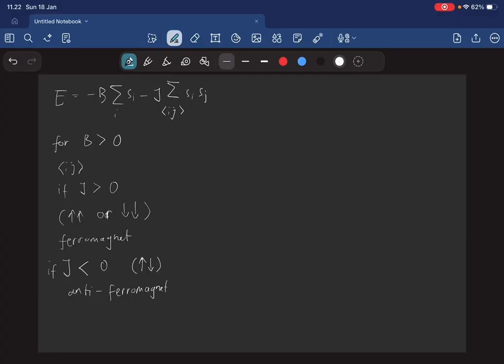For what it's worth, the anti-ferromagnetic case with J less than 0 becomes more subtle on certain lattices where it's not possible to arrange the spins so that they are opposite to all their neighbors. A two-dimensional triangular lattice provides a simple example. The resulting physics is interesting and it's known as geometrical frustration. We will not discuss it here.